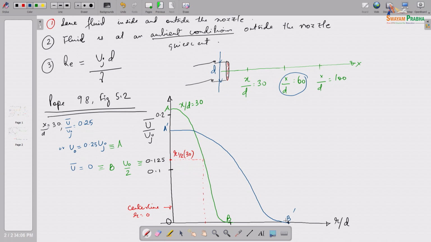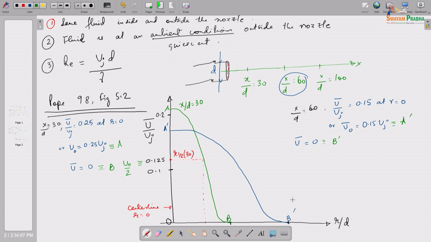Let's just say A dash is 0.15. So x by d is equal to 60, then u by uj is equal to 0.15. This is at r equal to 0, so this is again the central line velocity, which is 0.15 uj, and that corresponds to A dash. And then I have B dash, where U mean is equal to 0, and that corresponds to B dash.